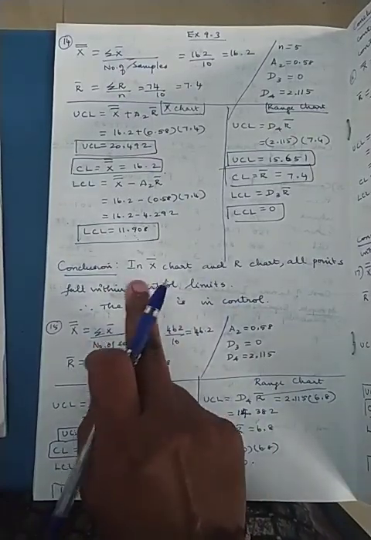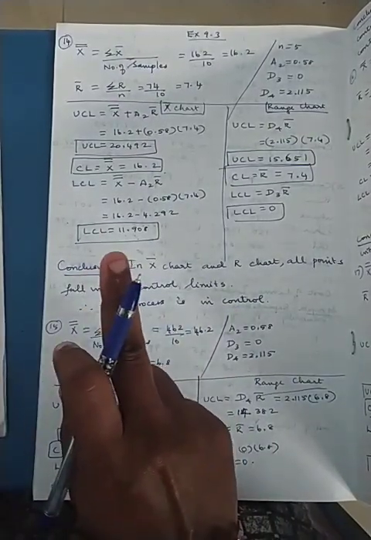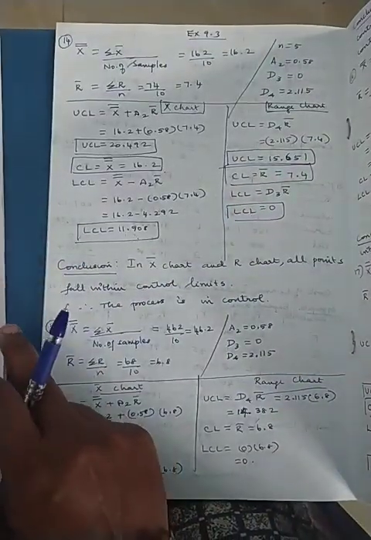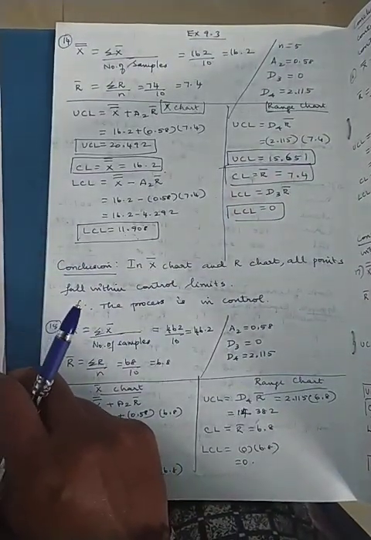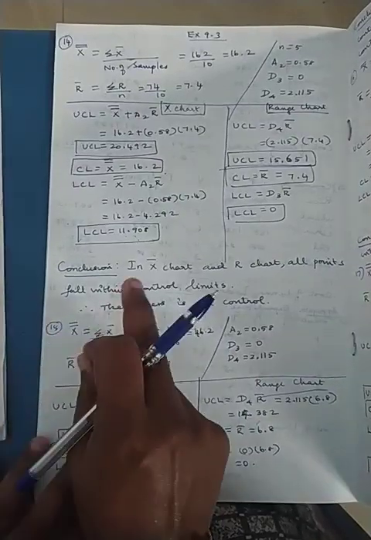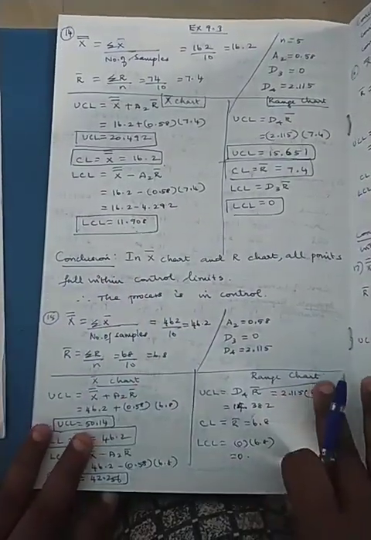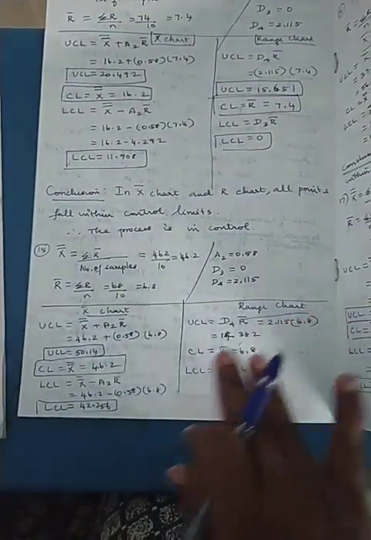This conclusion carries 1 mark. Okay, these values calculation carries 2 marks. Then the graph plotting will carry 2 marks, so 4 marks. This conclusion will carry 1 mark. Okay. Then coming to the 15th problem.